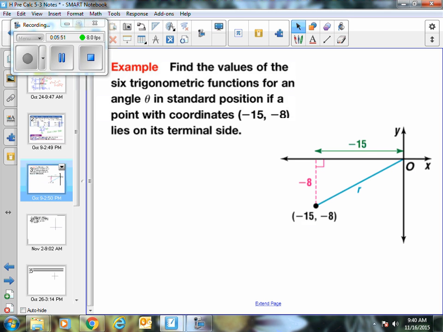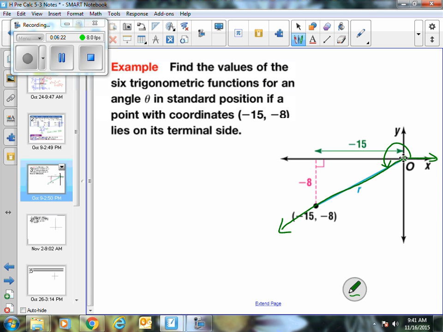So for the first one, it says find the values of all the trig functions for an angle in standard position if the point -15, -8 is on the terminal side. I started the picture for you, but I want to add a little bit to it. So standard position, just draw this with me. Put your vertex at the origin. Positive x-axis is your initial ray where it starts. That means they've measured an angle going around counterclockwise. And the terminal side, so if you can trace over that blue side with me.